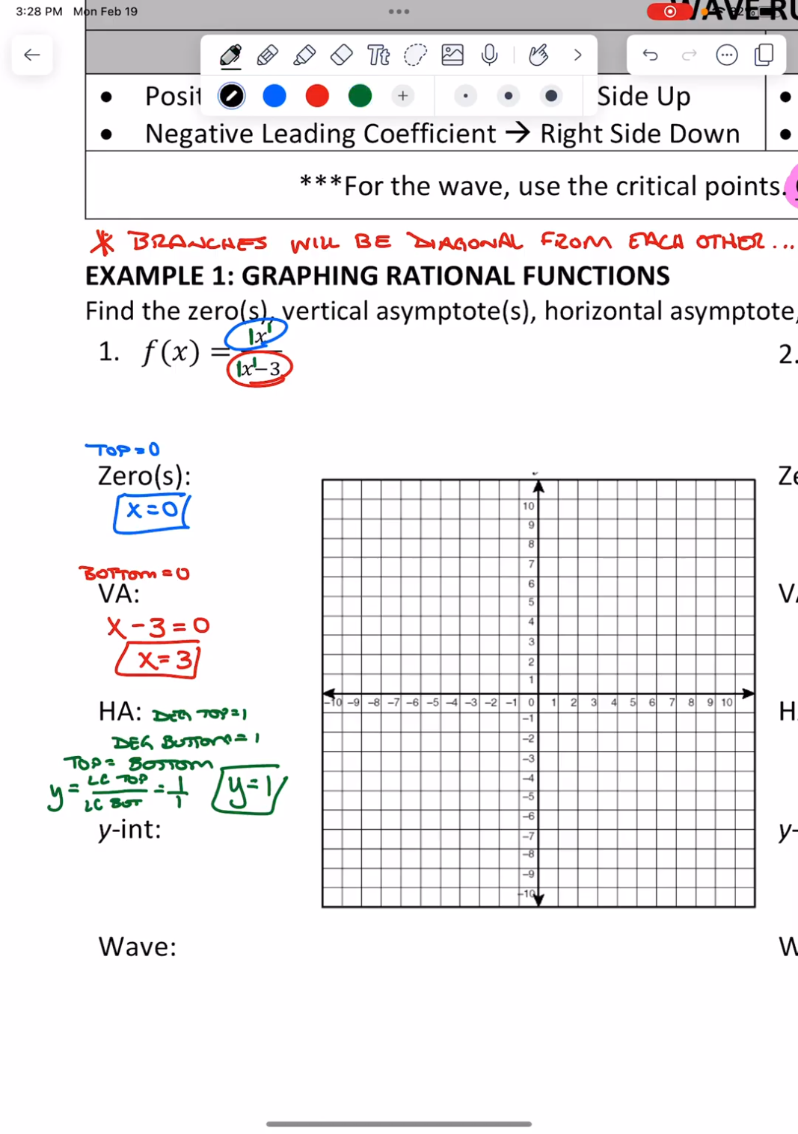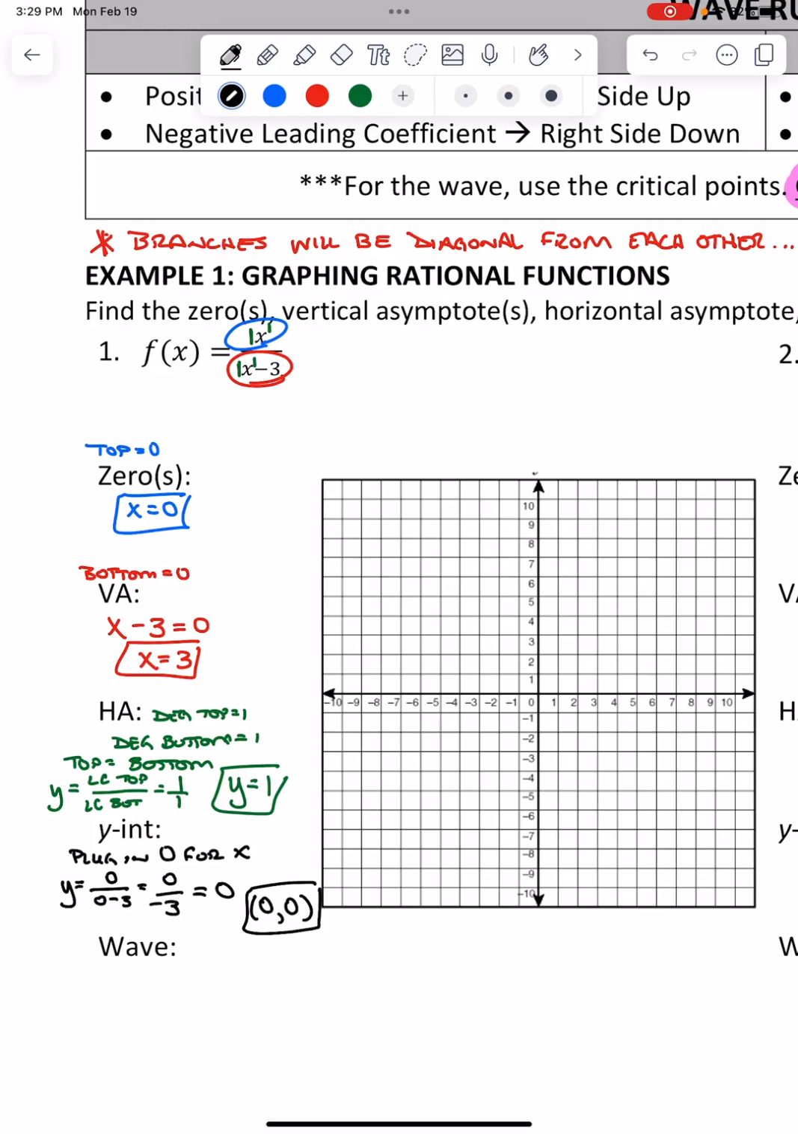And then our y-intercept is where we plug in 0 for x, okay? So we go y equals 0 over 0 minus 3. So 0 over negative 3 is just 0. So our y-intercept, we put 0 for x, and we got 0 for y. So 0, 0. Okay? So we worked on finding all of that stuff last time. Now let's put it on the graph.